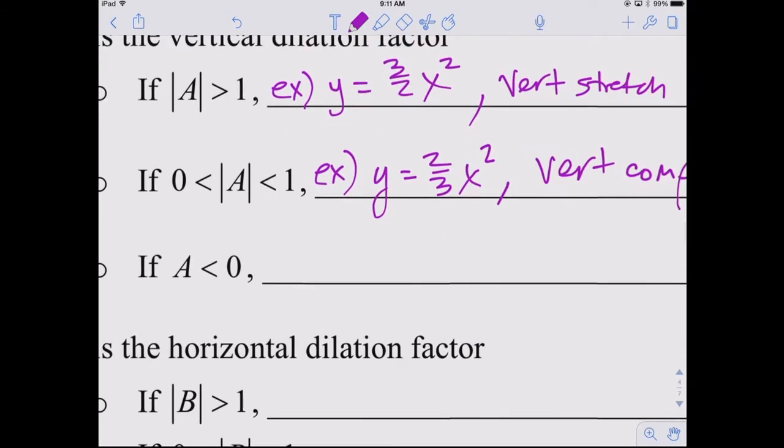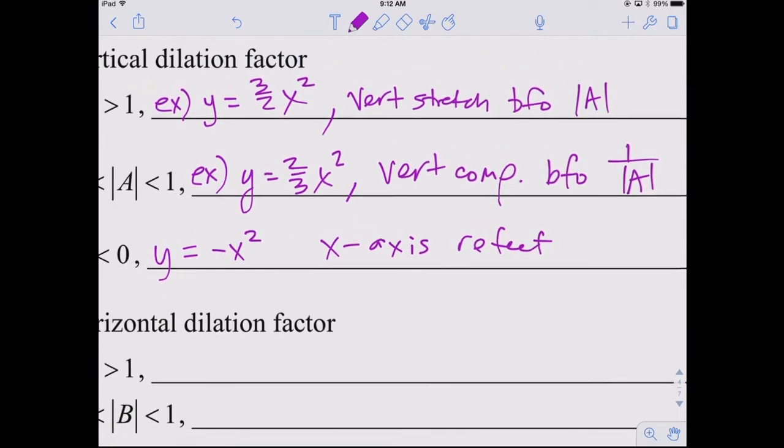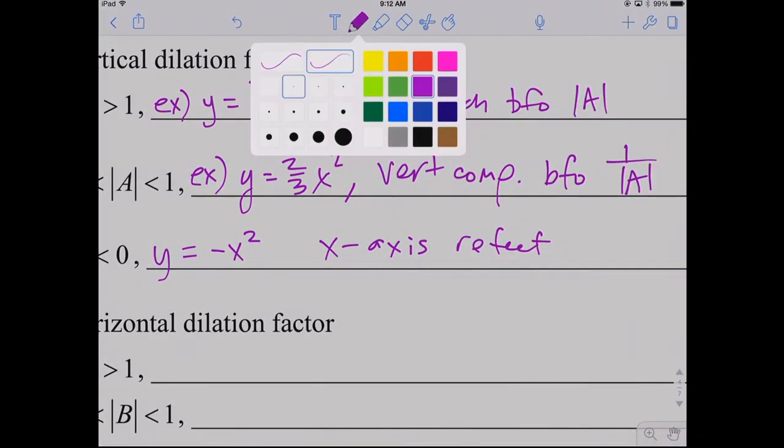And of course, if A is less than 0, if it happens to be a negative number, that's going to be a reflection across the what axis? X-axis. That's an x-axis reflection. And I guess I should put the example in front if I want to be consistent. That would be like y equals negative x squared. And y'all are pretty familiar with negative x squared, right? It just opens down.